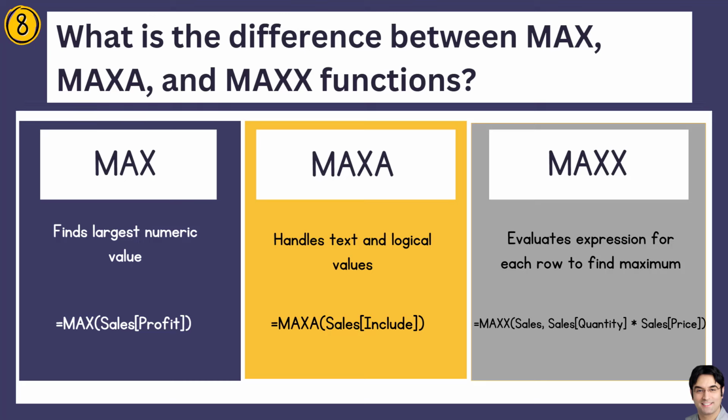So in summary, MAX finds the highest numeric value. MAXA is similar to MAX, but it also includes logical values such as true, false, and text. And finally, MAXX evaluates expressions row by row for the maximum result.